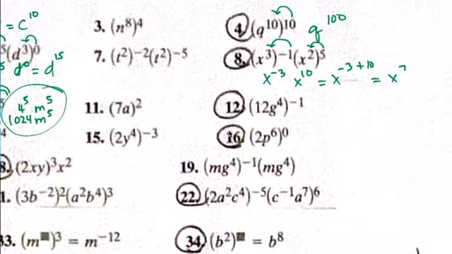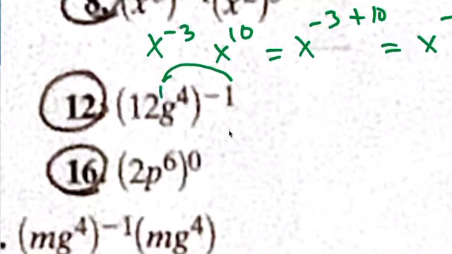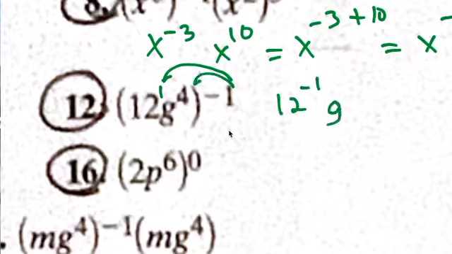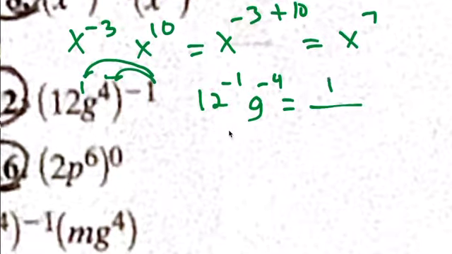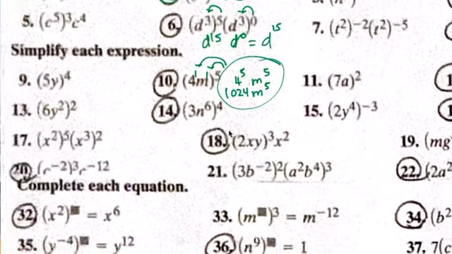Number 12. You get 12 to the negative 1 power and g to the negative 4 power. So this is 1 over 12 g to the 4th power. Okay, both of them are negatives.